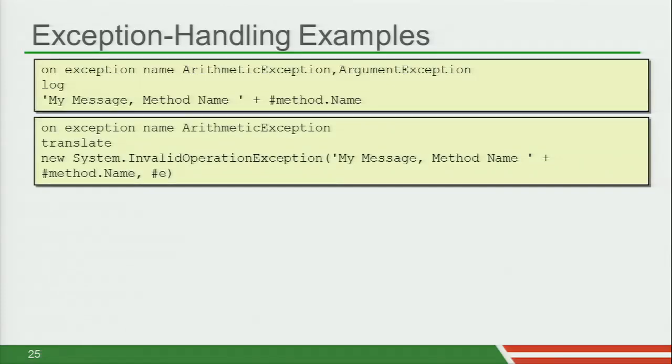Here's a translate. When we get the arithmetic exception, we would rather throw a new system invalid operation exception. And in this particular case, we're actually sending the method name on up and the original nested exception back up. Right? So this means that our code that might have to respond to this exception no longer has to pay attention to arithmetic exceptions because it's not going to get any.